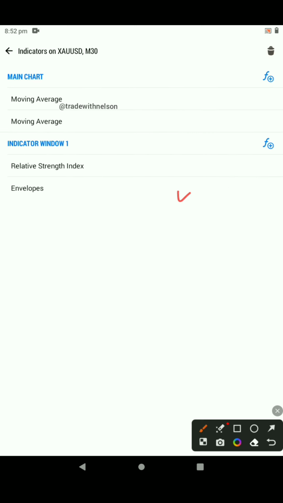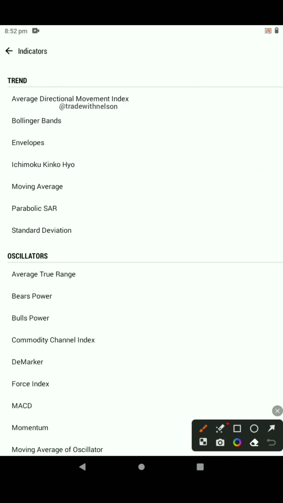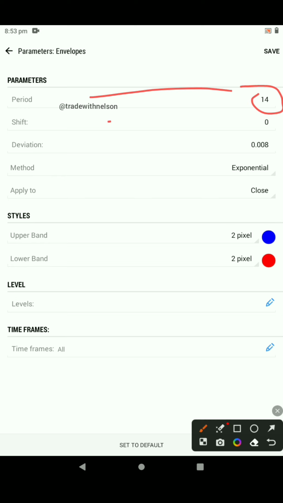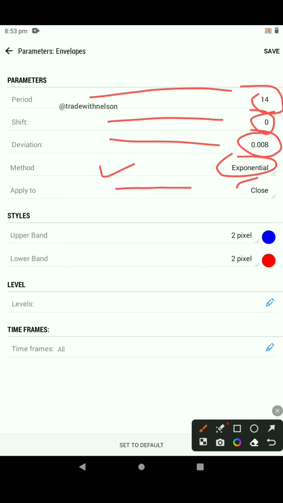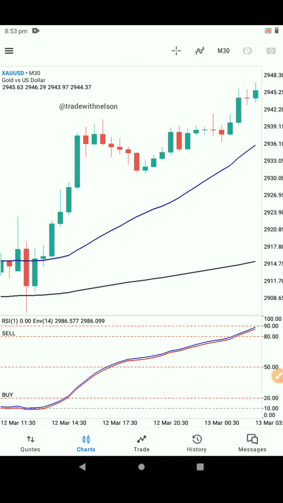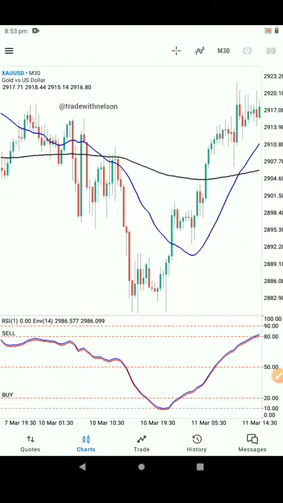The last indicator is envelopes. To select that, click on the F icon on indicators window 1. Envelopes. Click on that. Make your period 14, shift 0, deviation 0.008, method exponential, apply to close. For the style, make it 2 pixels, select a color of your choice. After that, click on save. If you follow my settings correctly, your chart should look exactly like what you see over here.